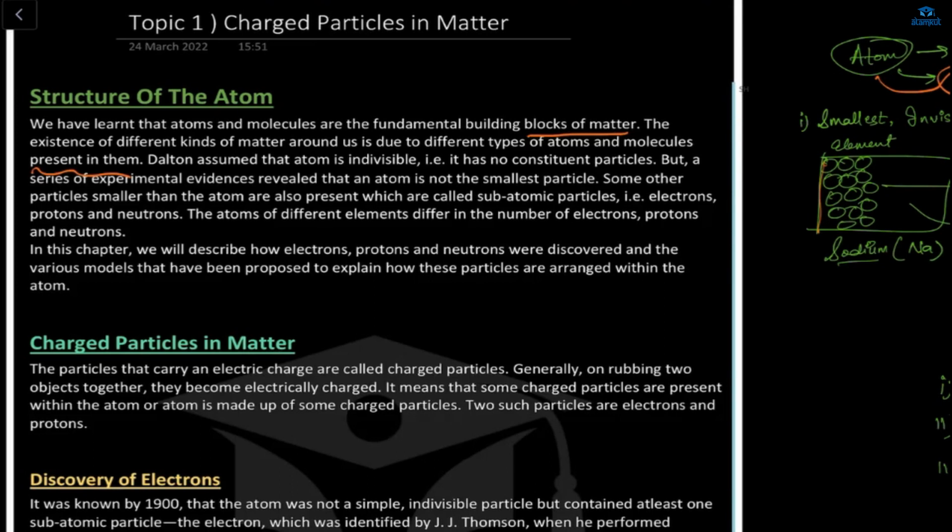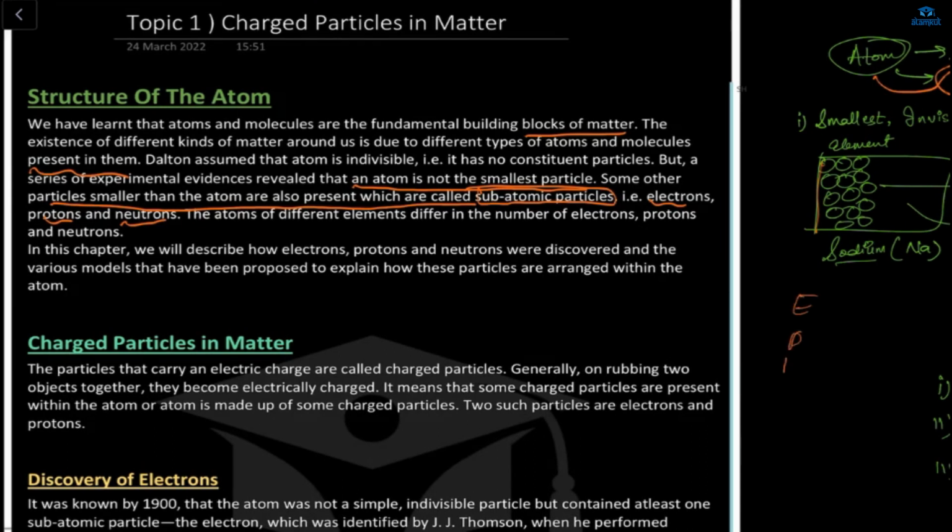So here, a series of experimental evidences reveal that an atom is not the smallest particle. Some other particles smaller than the atoms are also present, which are known as subatomic particles, which are your electrons, your protons, and your neutrons. The subatomic particle is the smallest particle, which is classified into three types: electrons, protons, and neutrons.